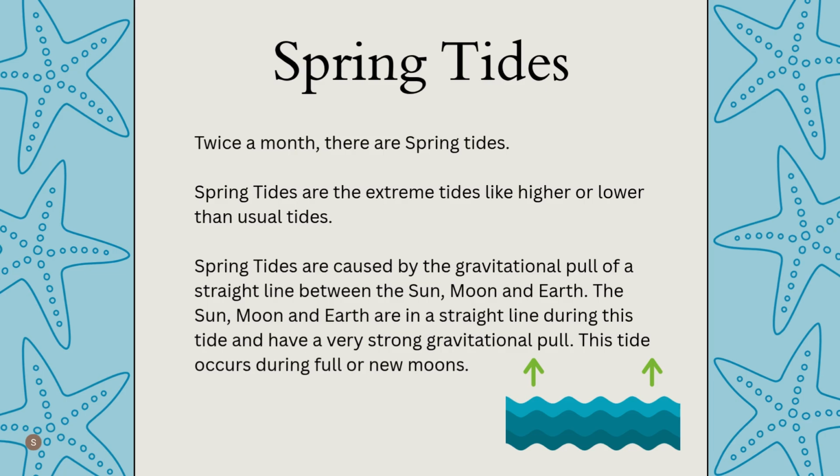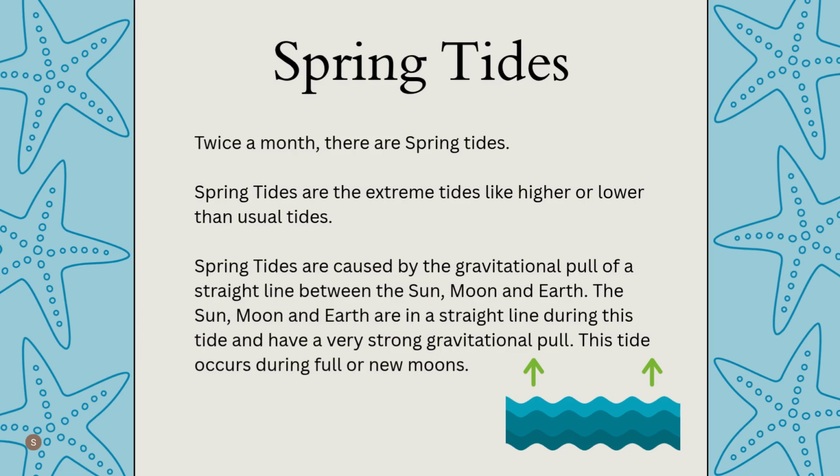Now let's go over spring tides in depth. Twice a month, there are spring tides, which are extreme tides that are a lot higher or a lot lower than usual tides. So, spring tides are caused by the gravitational pull of a straight line between the sun, moon, and earth. The sun, moon, and earth create a straight line during this tide and have a very strong gravitational pull. This tide occurs during full or new moons.